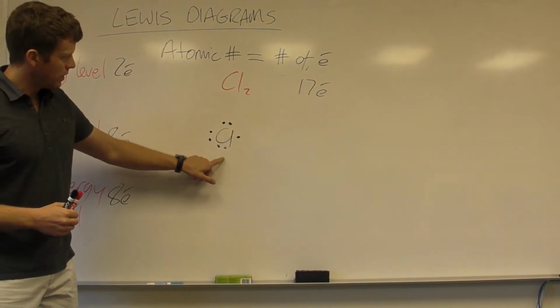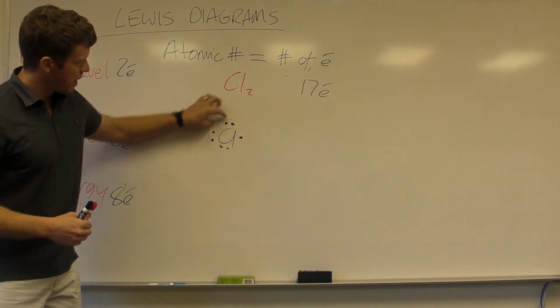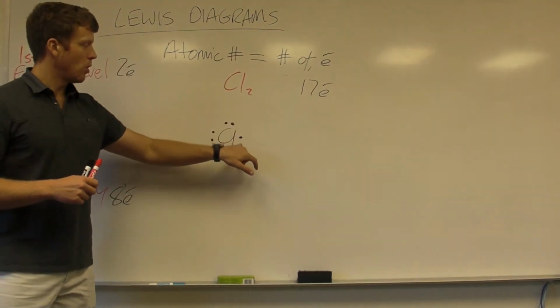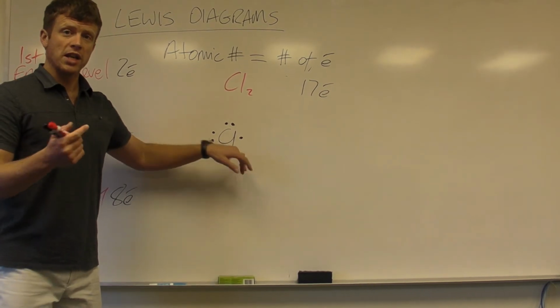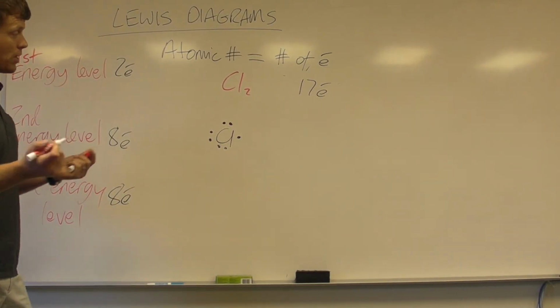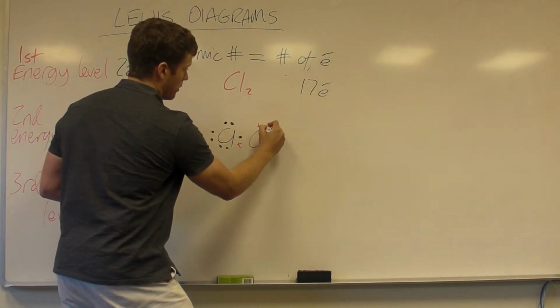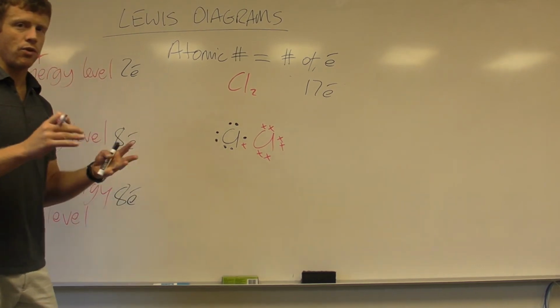Because it's got 7, I've drawn them at opposite ends of each other, but also started to pair them up. And then this is the one lone electron. So as you can see, chlorine needs 1 more electron, then that energy level is full, and then it'll be more stable. Where does it get that extra electron from? Well, it's going to pair up with the other chlorine, which also has 7 electrons in its outer energy level.